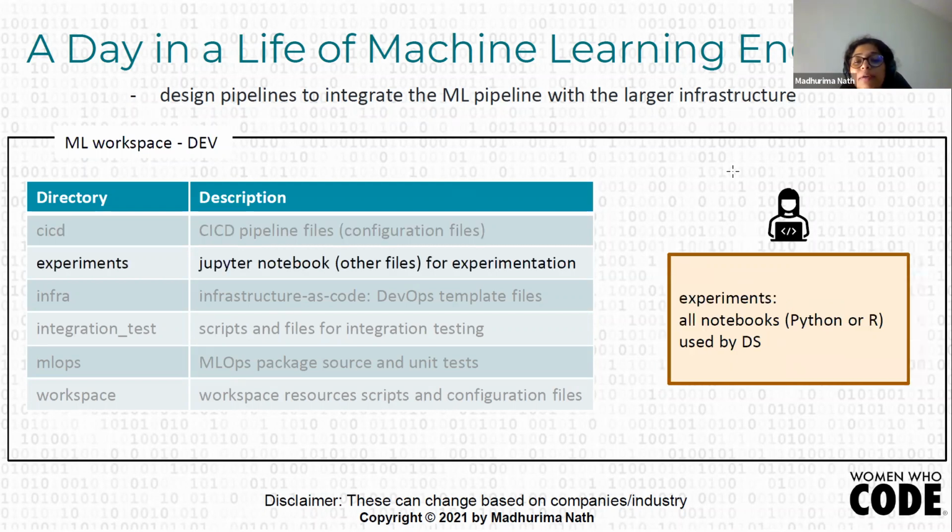The next is experiment. This is where you would keep all your notebooks or all the experiments that you have done, because you want to keep track of that, so that later on, going through scripts is not as easy as going through a notebook. So you would want to keep those notebooks for reference.